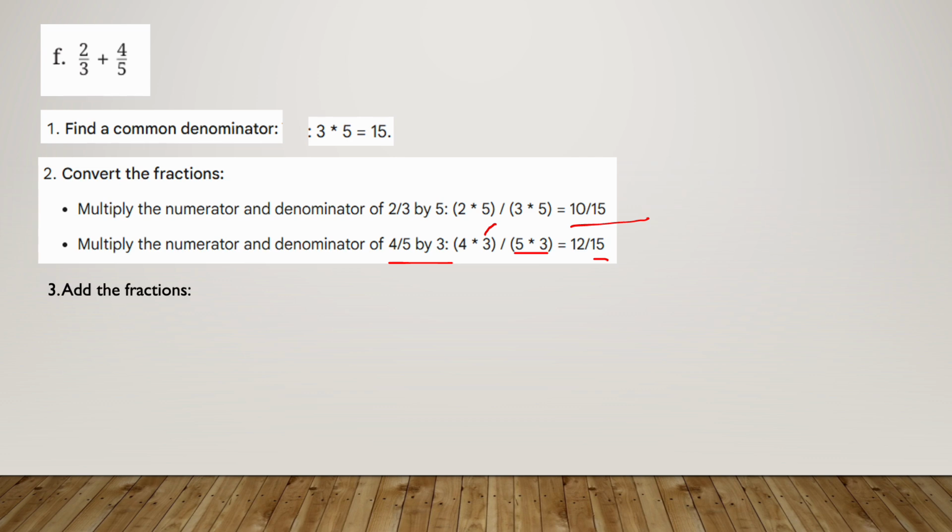Now, add the fractions. 10 by 15 plus 12 by 15. That is 10 plus 12 is 22. 22 by 15. We can simplify this as 7 by 15.